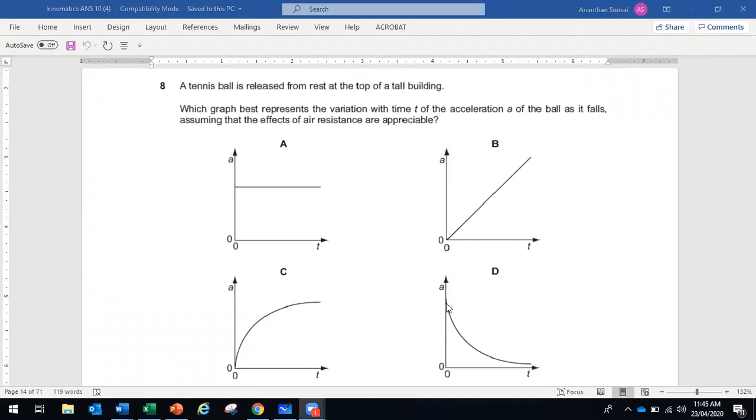The acceleration will drop down to 0. There is a mistake here; it should reach 0. But I think out of these 4, D is the best now. A definitely drops down.